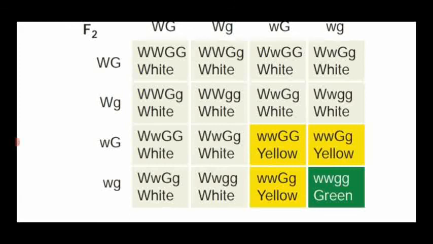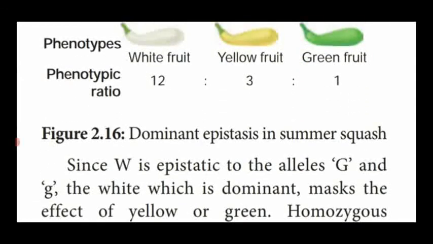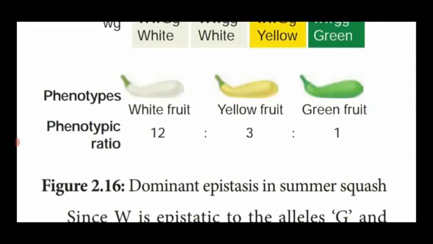The last one, small w, small gg. What is that one? It is the recessive parent which produces green color. Both of them recessive. Small ww is also recessive colored fruit. Small gg is also what? Green color fruit. So totally it is the green. So the ratio 12 white color fruit, 3 yellow color fruit and 1 green color fruit is the ratio of, what is that one? Dominant epistasis.